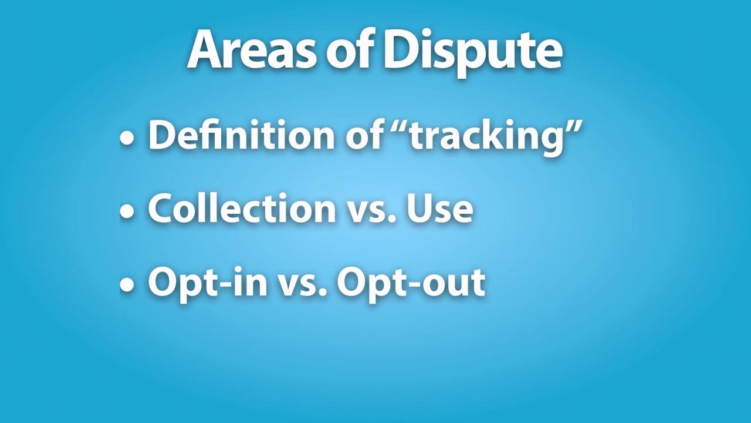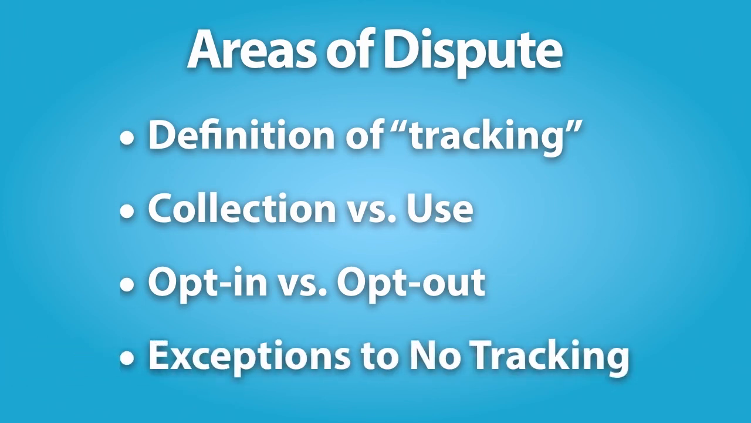And finally, there is considerable disagreement on what exceptions to no tracking should be recognized. For example, should tracking be allowed for research purposes, for the functionality of a website, or for the purposes of identifying fraud? Should there be an exception for law enforcement purposes or for internal use by first-party websites?